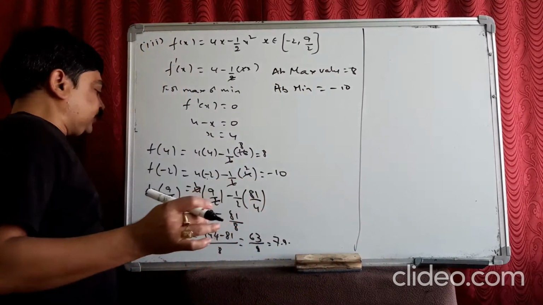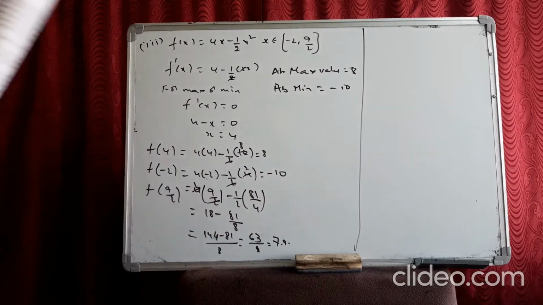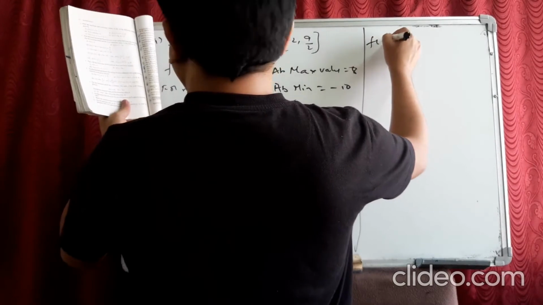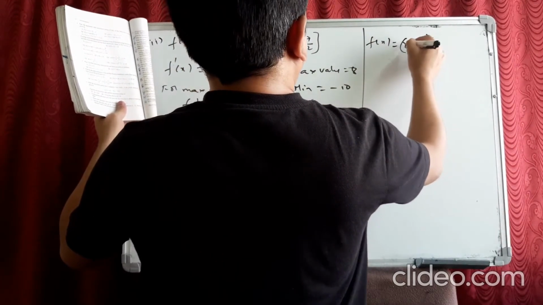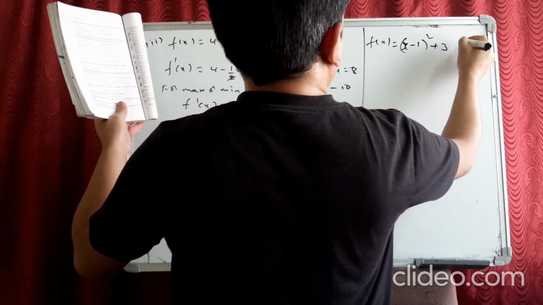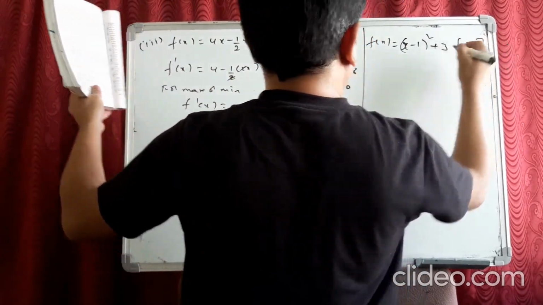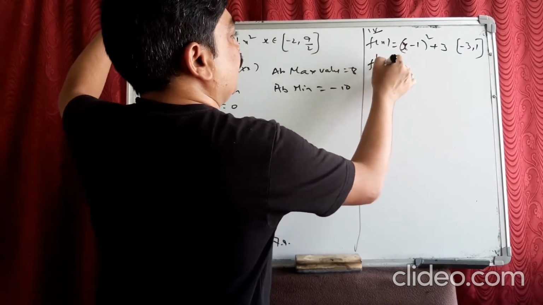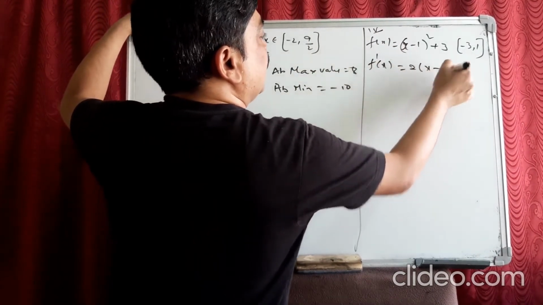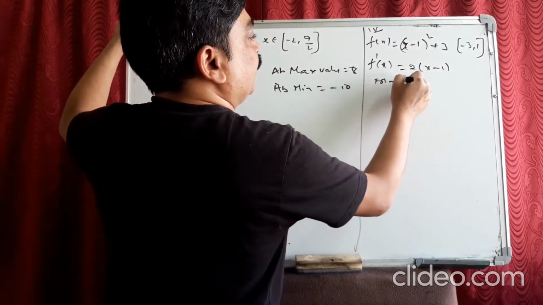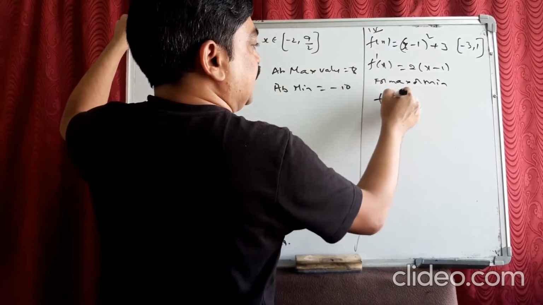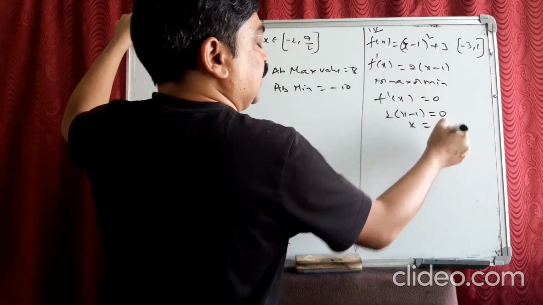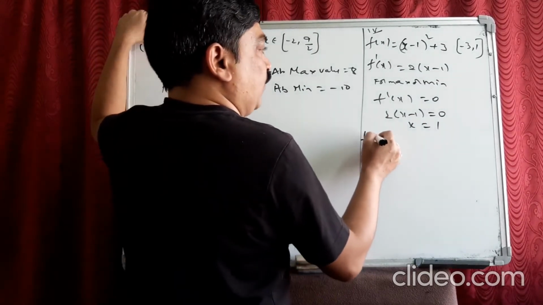In the same way, the next question. f of x is equal to x minus 1 whole square plus 3 in the interval minus 3 to 1. Okay, let us see. First find out the derivative. f dash of x is 2 into x minus 1. For maximum or minimum, f dash of x is equal to 0. 2 into x minus 1 equals 0, x equal to 1.